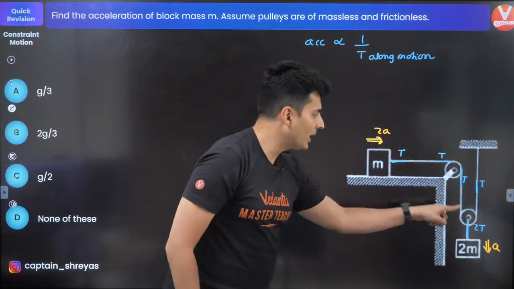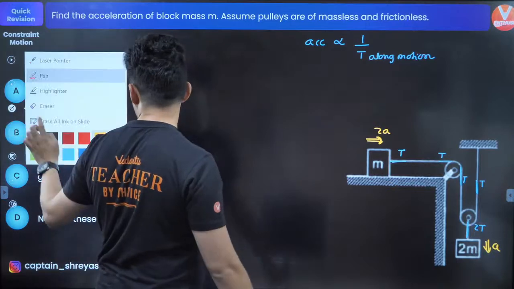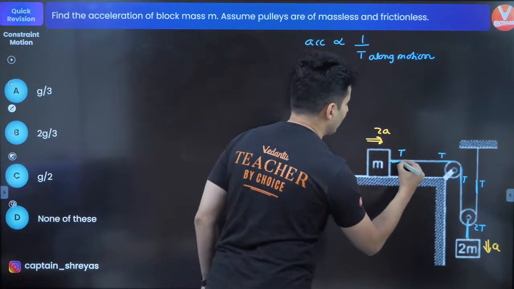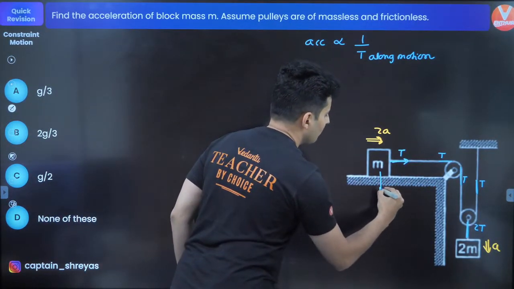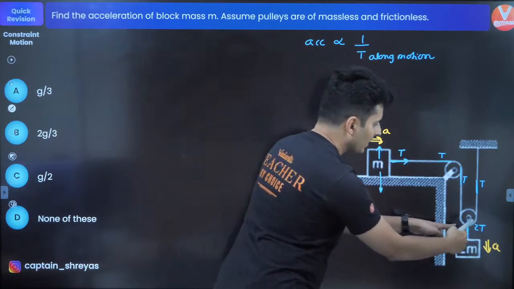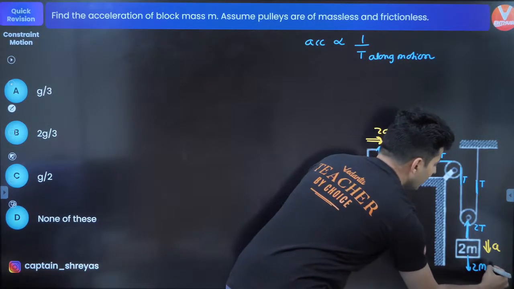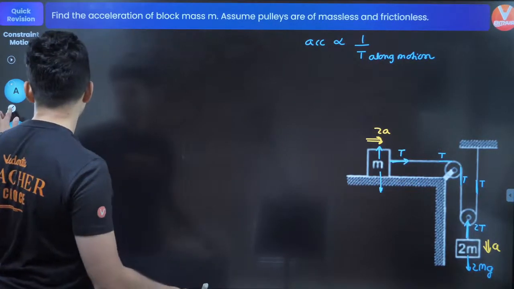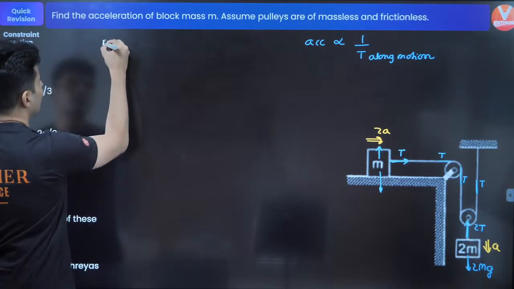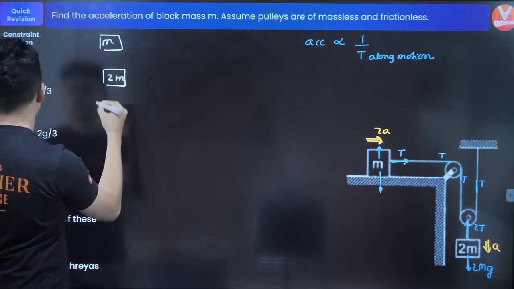T, 2T, 2a, a. Inverse ratio. Done. Next, just draw the free body diagram properly now. There will be tension here, there will be mg here, there will be normal here, but those won't matter. If there is 2T on this 2m, there will also be 2mg downwards. Now let's start writing the equations, first for m and then for 2m also.